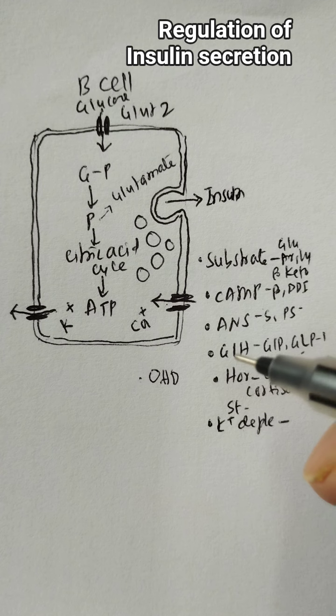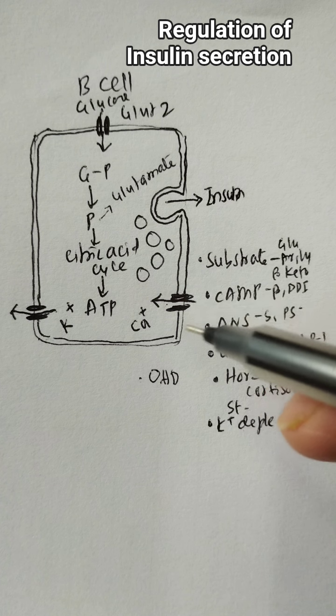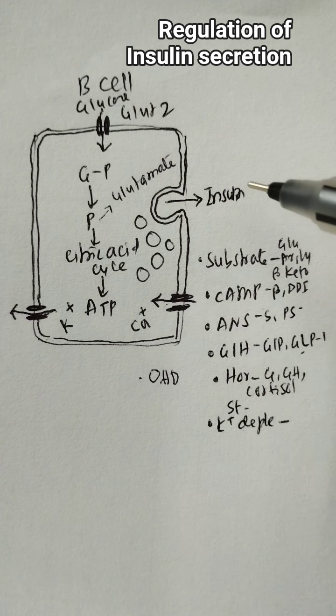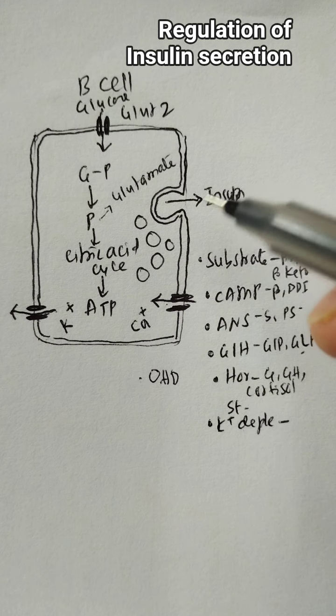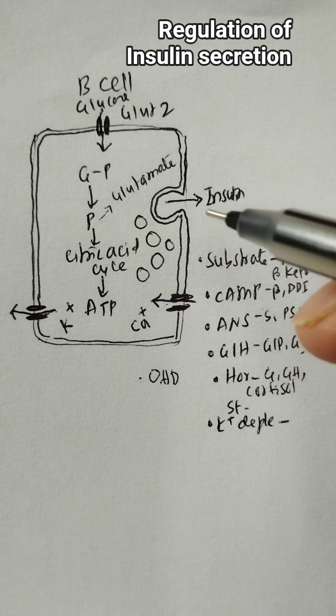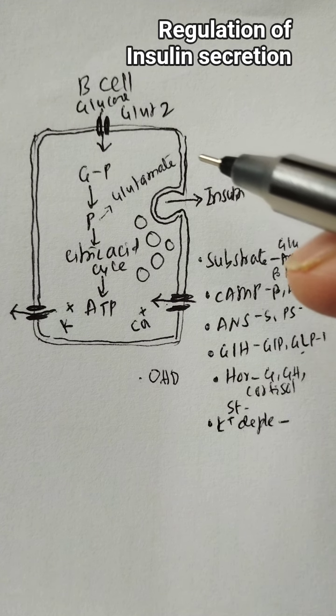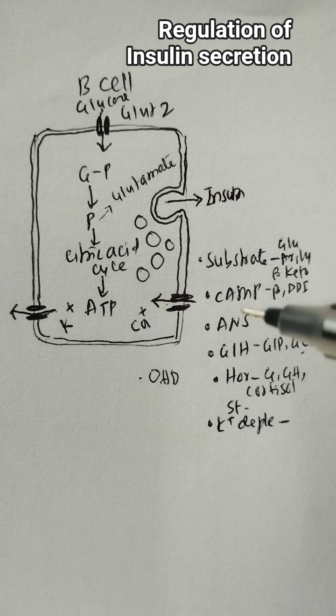GI hormones, especially gastrin, CCK, secretin, GIP, and especially GLP-1, that is glucagon-like peptide, increase the calcium channel activity and increase insulin secretion. They play an important role in insulin secretion when the glucose is ingested by the oral route.